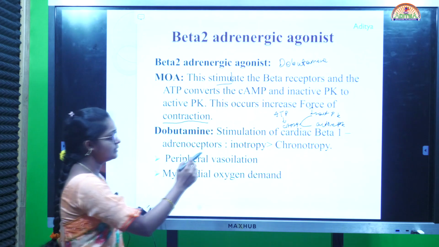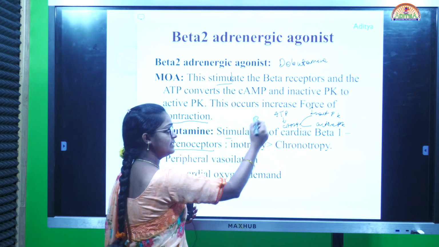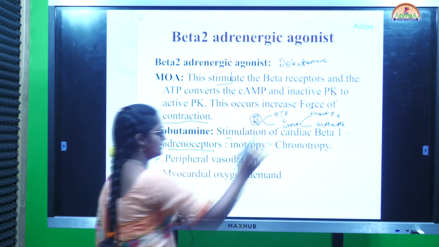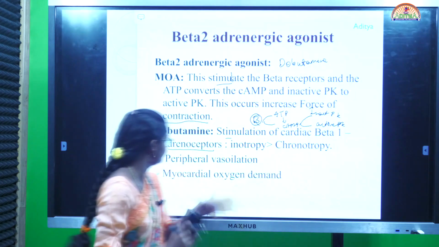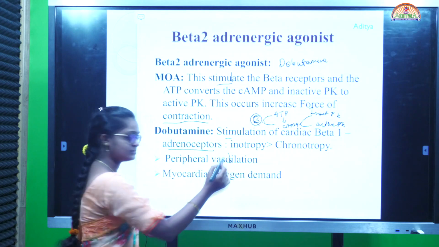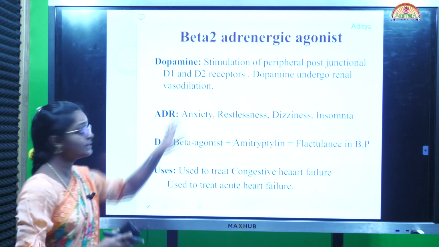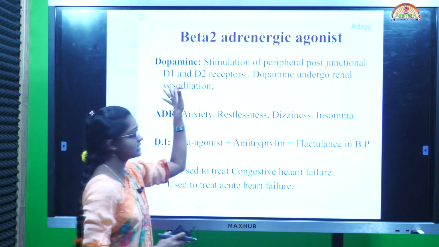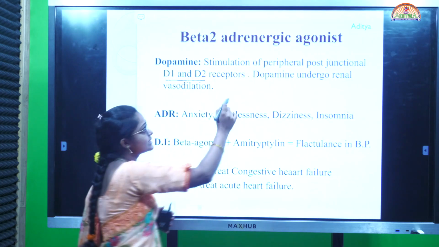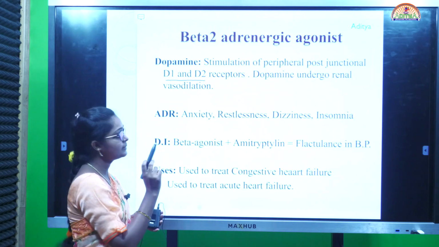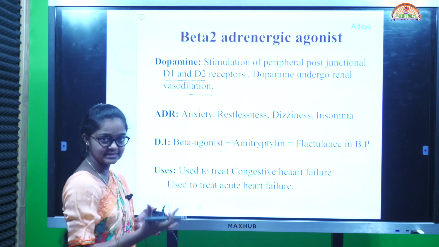Next, dobutamine. Dobutamine stimulates the cardiac beta-1 adrenoreceptors. It causes inotropic effect greater than chronotropic effect, peripheral vasodilation and increased myocardial oxygen demand. Dopamine stimulates peripheral post-junctional D1 and D2 receptors. D1 and D2 receptors are stimulated by dopamine. Dopamine causes renal vasodilation. Vasodilation means relaxation of muscles.